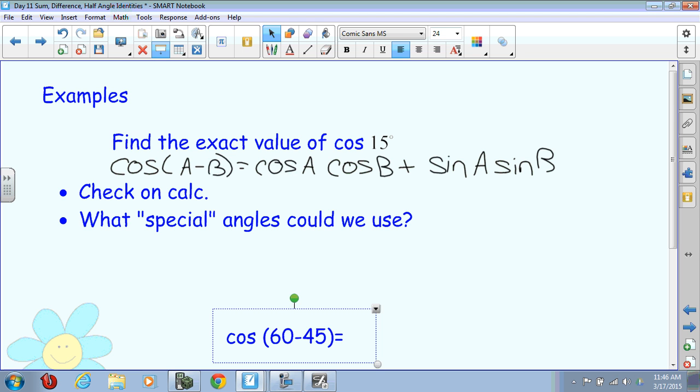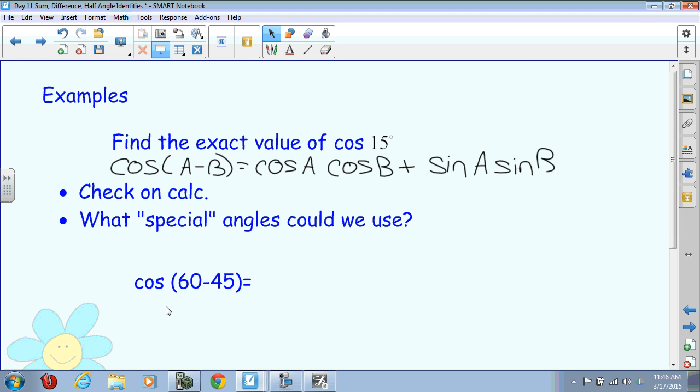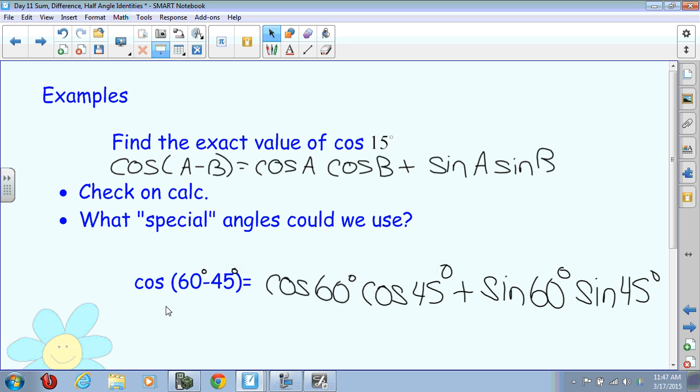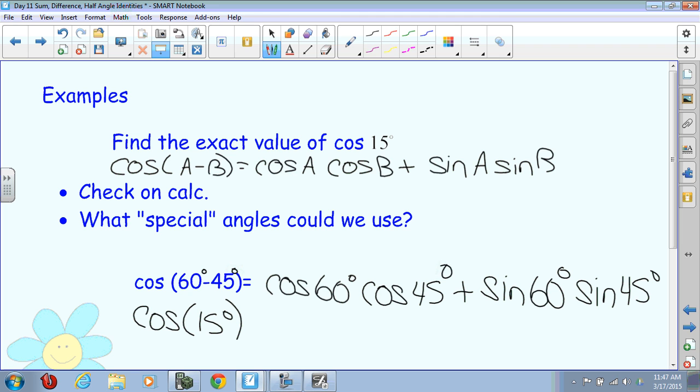So basically what we're going to do is sub 60 in for A, 45 in for B. So let's do it. This is cosine 60 degrees, and put your degrees in, and then cosine 45 degrees, plus sine 60 degrees, sine 45 degrees. So what Danny said, we're going to take 60 minus 45. That's going to give us the cosine of 15 degrees. If we try it on our calculator, we can't get an exact answer, so we have to resort to our special right triangles.